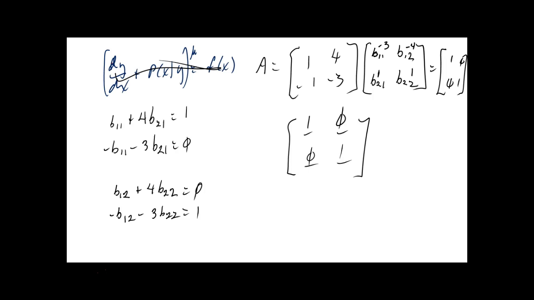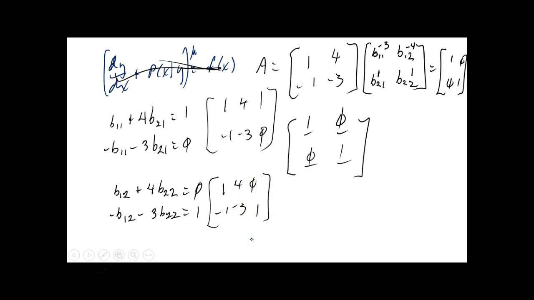See, the coefficients are the same, right? You're just changing what they're equal to. So why not do them both at once? This would have been the matrix 1, 4, 1, minus 1, minus 3, 0. And this would have been the matrix 1, 4, 0, minus 1, minus 3, 1. Well, since you do the same thing for both, why don't we just do this? 1, 4, 1, 0, minus 1, minus 3, 0, 1.